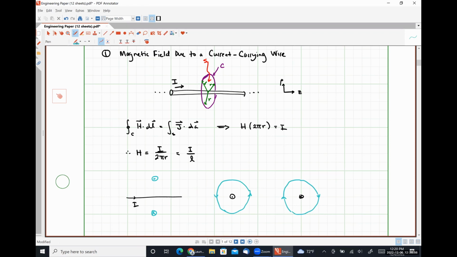So for the system that we have here and the coordinate system that I've defined, we would say that H is I over 2 pi r, and this is going to be in the theta direction, where A sub theta is just a unit vector in the theta direction.